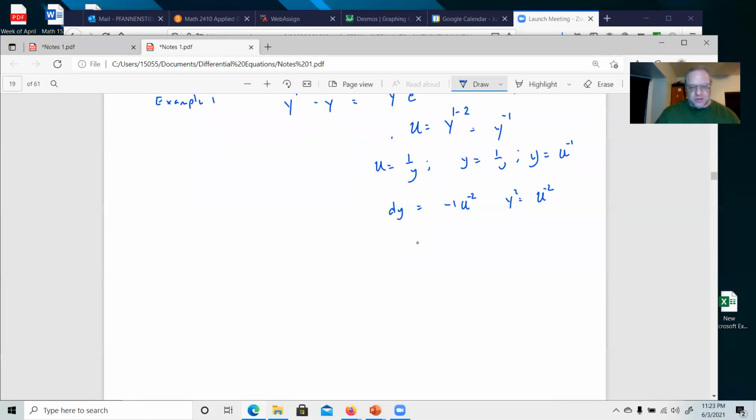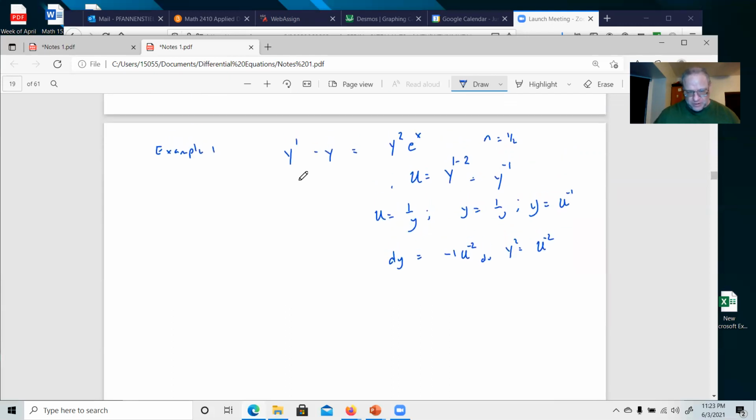Okay, let's do some substitutions here. So for y prime, dy, we get negative u to the negative 2 du. See my 1 minus n. And this was a minus y, and y happens to be 1 over u. And this is equal to y squared, so this is u to the negative 2. And then e to the x, we're not touching that. We're just going to leave that alone.